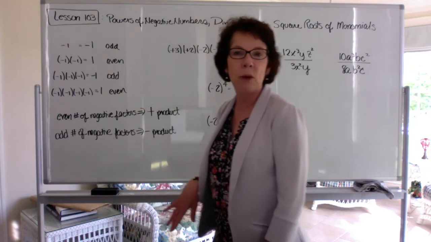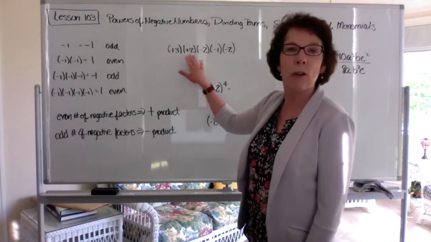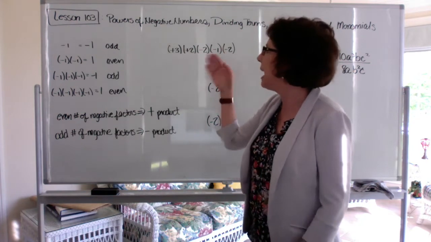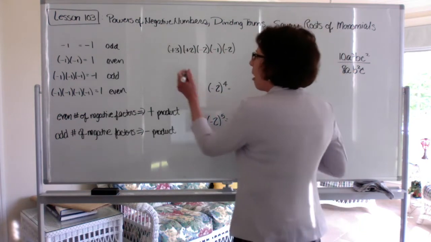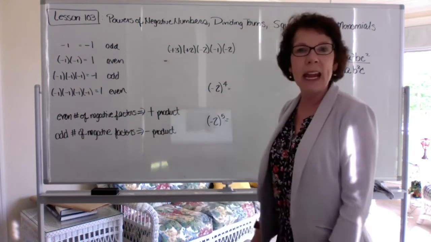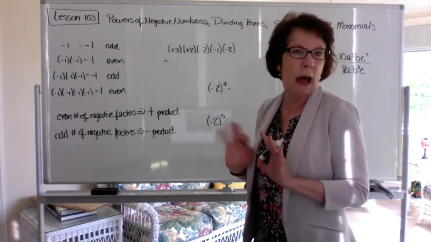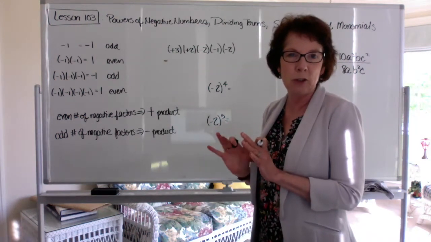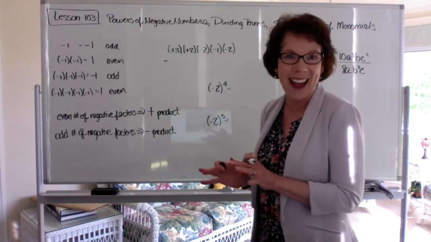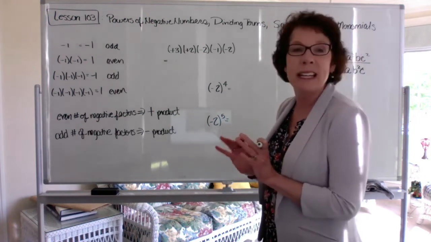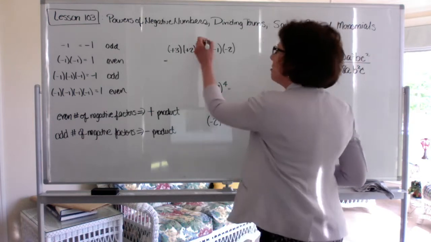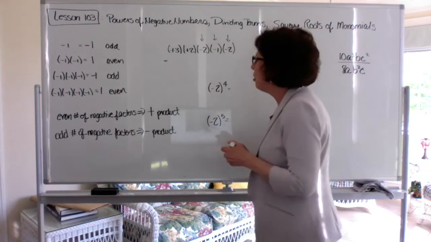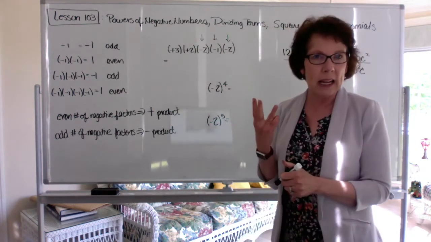Now that can be really helpful when we talk about a big, long string of factors that are integers. I've got a lot of positives and negatives going on here. Well, let's first of all count and see how many negative factors I have, because the positive factors will have no effect whatsoever on the positive or negative product. But let's look at the negatives. How many negative factors do I have? I have a -2, a -1, and a -2. I have 3 negative factors.